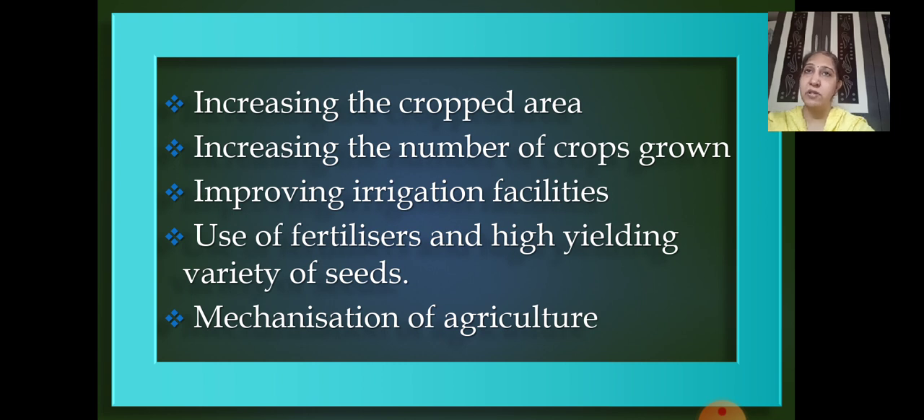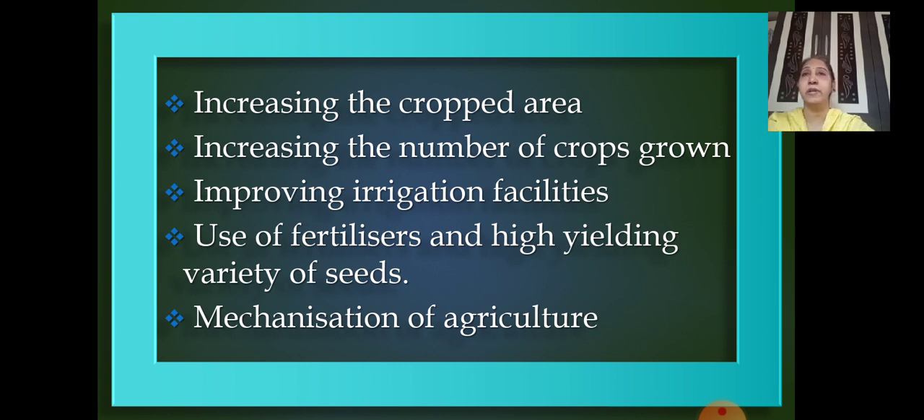And the most important is the use of fertilizers and high yielding variety of seeds. I think, children, you have learnt about HYV seeds, that is, high yielding variety of seeds. Even fertilizers should be used for better agricultural cultivation.